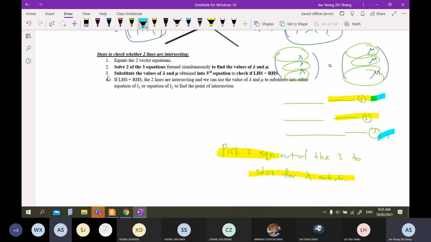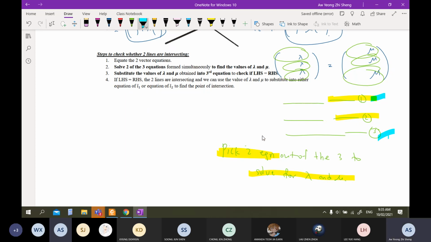Let's read point number 3 up there. Okay, so after you solve 2 of the 3 equations, you will get a value for lambda and mu. You will get lambda equals a number, mu equals another number. Then you would sub the values of lambda and mu that you got into the third equation to check whether the left hand side is equal to the right hand side. Okay, if the two sides are equal for the third equation, you can conclude that the two lines are intersecting. If the two sides are not equal, then the two lines are not intersecting.